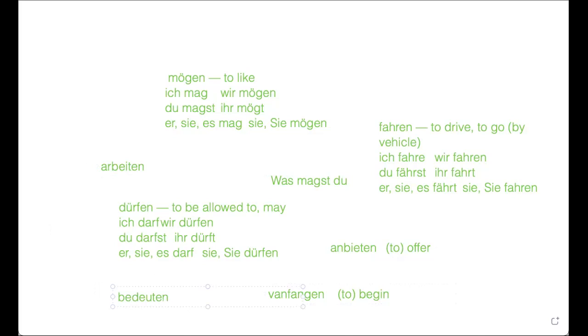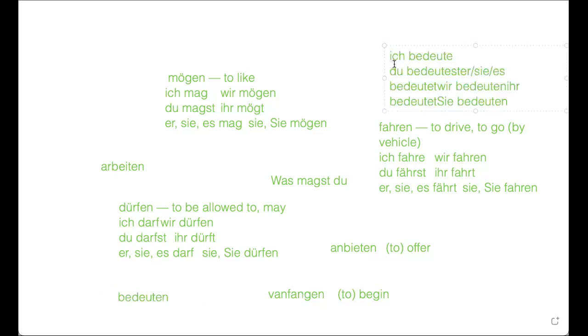Team, let me explain to you. The verb bedeuten is very important. Read aloud: bedeuten. So, was bedeutest du, what do you mean? Practice this. Ich bedeute, du bedeutest, er bedeutet, wir bedeuten, ihr bedeutet.